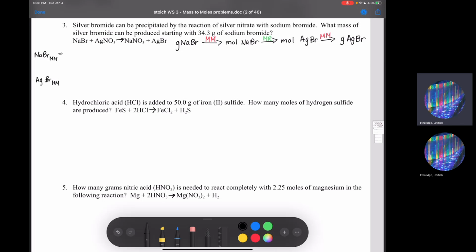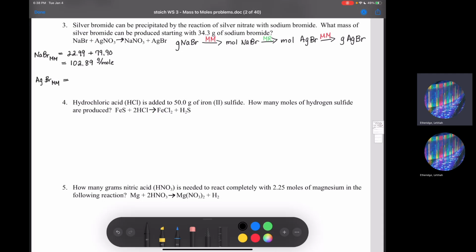So if you look at your periodic table, sodium is going to be 22.99 plus bromine, which is 79.90. So if I were to calculate that, just take your calculator, you're just going to add them up. 22.99 plus 79.90, you end up with 102.89. Remember, that unit is grams per mole.